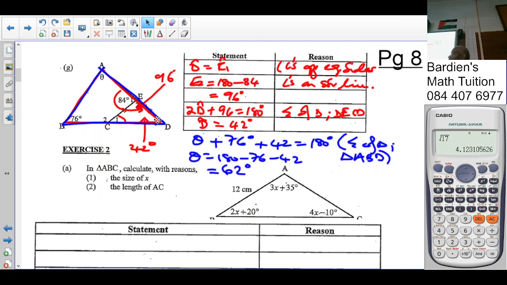It's a big triangle. You see that triangle in blue? Now the three angles of that triangle, which is angle A, angle B, and angle D, those three angles add up to 180. That is why I didn't add the 86 or the 84, sorry, or the 96.